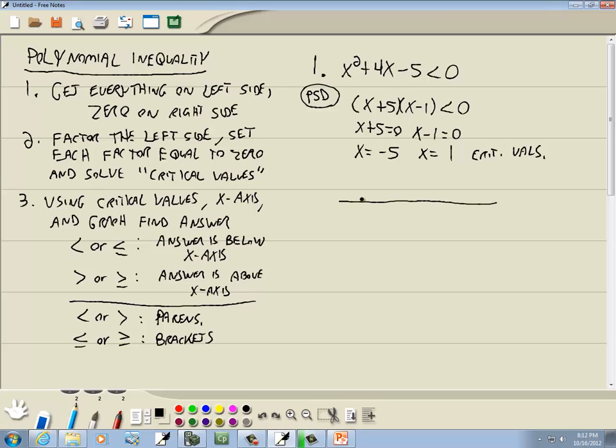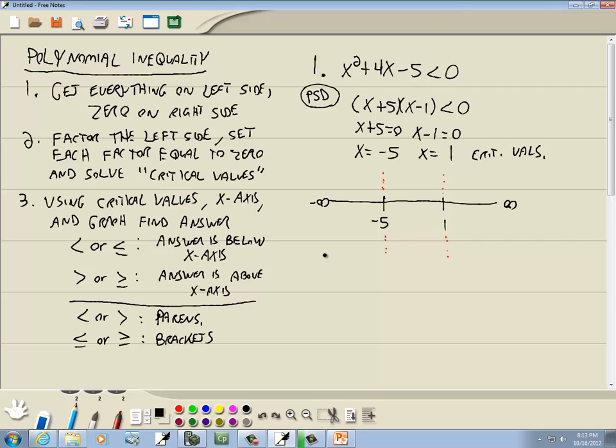Now it says using the critical value, the x-axis, and the graph, find your answer. Well, here's the x-axis. Negative 5 would be here, 1 would be here. Clear over here is negative infinity, clear over here is positive infinity. The critical values split these into intervals, or regions, like this. So this first interval is from negative infinity to negative 5. This next one is from negative 5 to 1, and this third one is from 1 to positive infinity.